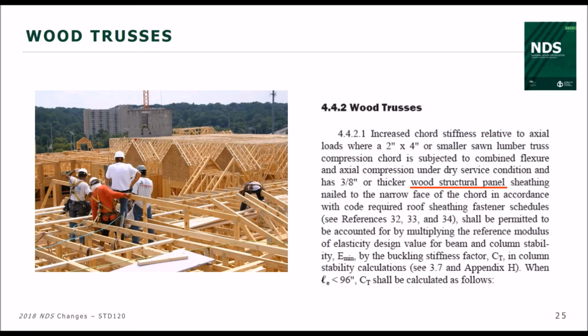And then just a clarification for wood trusses, it's been revised to clarify that the buckling stiffness factor, C sub T, for wood trusses applies not only to plywood, but also to OSB, or in general, wood structural panels or wood structural sheathing, to include OSB. Previously, it just said plywood.